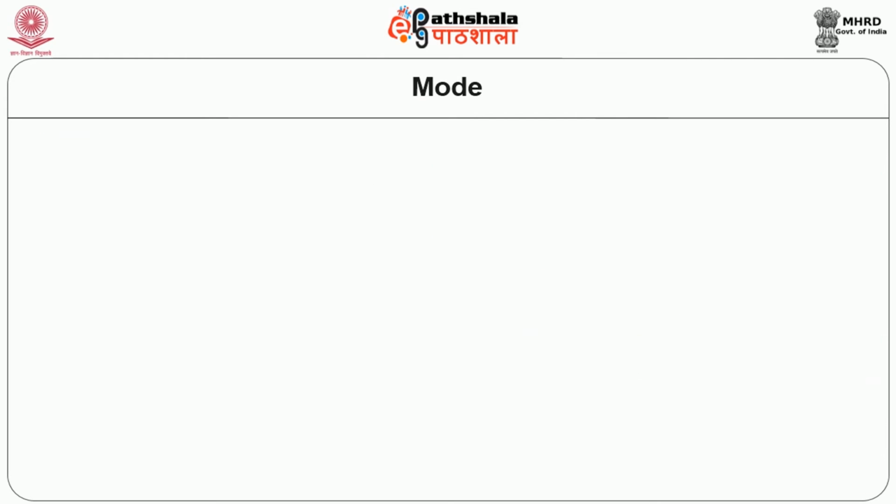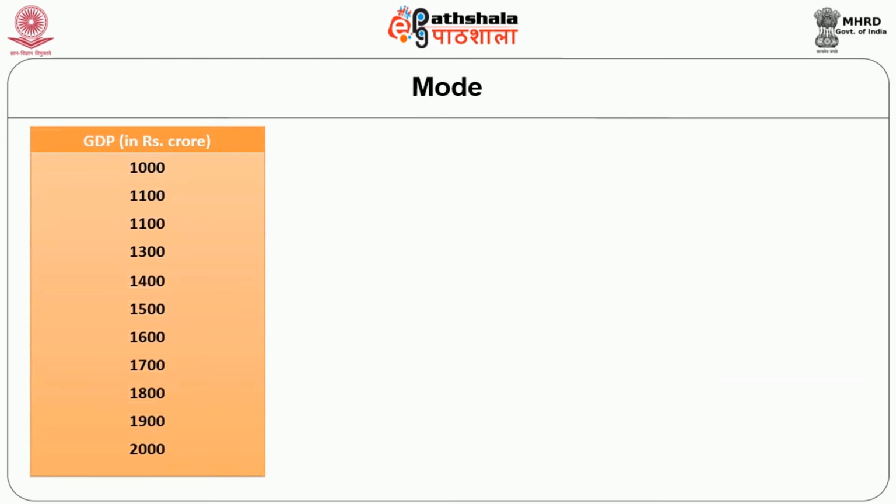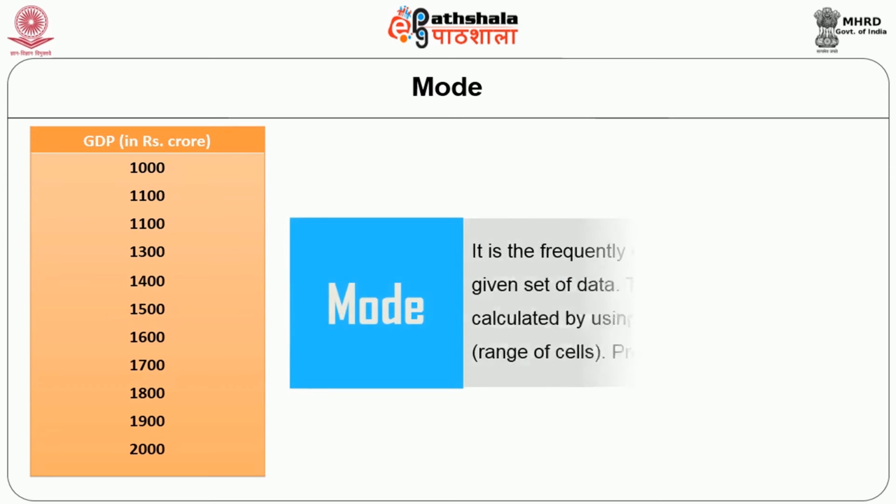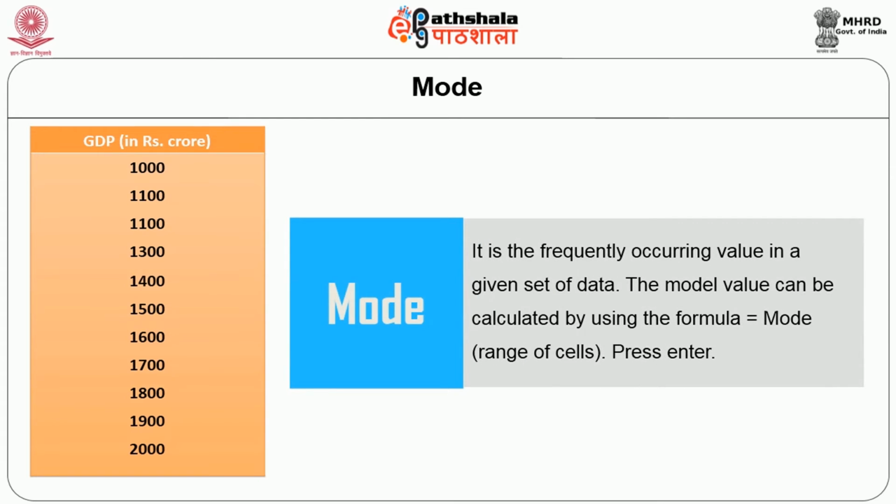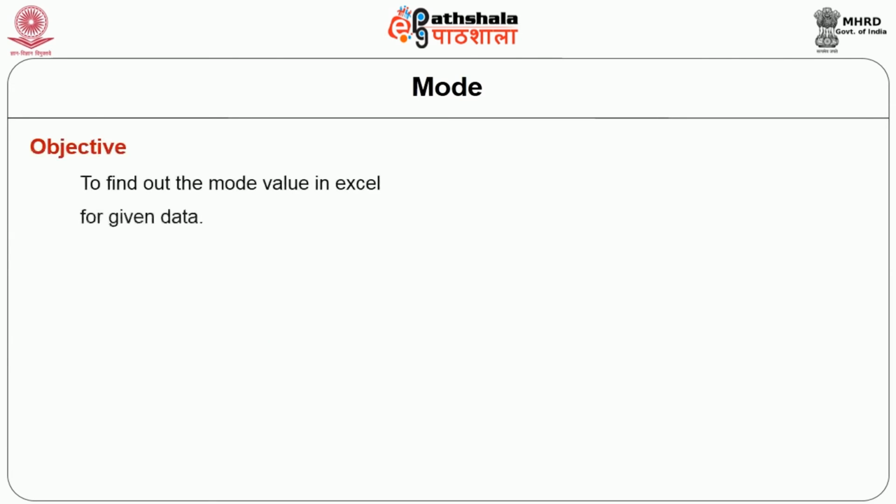Then we can calculate mode in Excel. Calculate the mode for the following data in Excel. Meaning: mode is the most frequently occurring value in a given data set. The mode value can be calculated by using the formula equal to mode, open the bracket, range of cells, close the bracket, press enter. Objective: to find out the mode value in Excel for the given data.